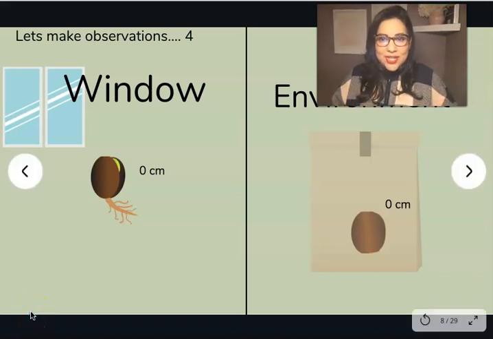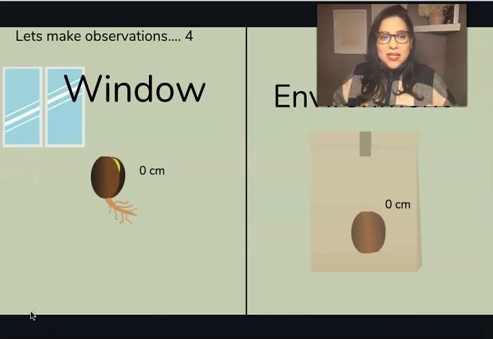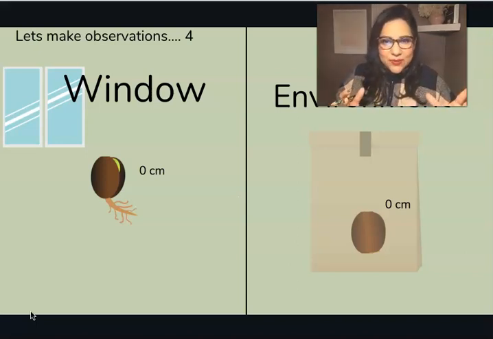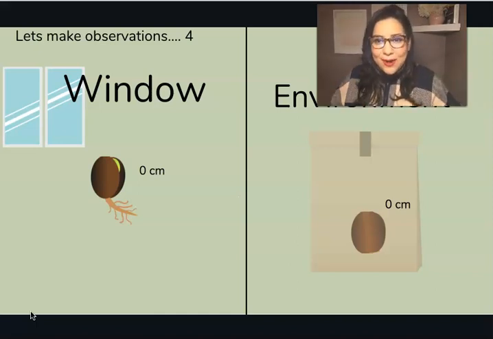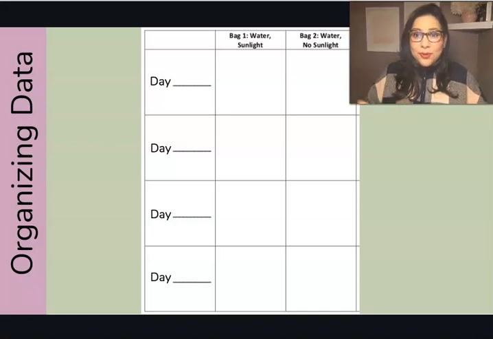So each page is divided in half, and it basically is sharing observations that were made at different points of the experiment. The half on my left has the lima bean which is exposed to sunlight, and that's why you'll see a window next to it. And the one on my right is actually in a bag, and it's the lima bean that is not exposed to sunlight, in a dark environment. So once you have gathered all your data, you're going to organize it in a data table.